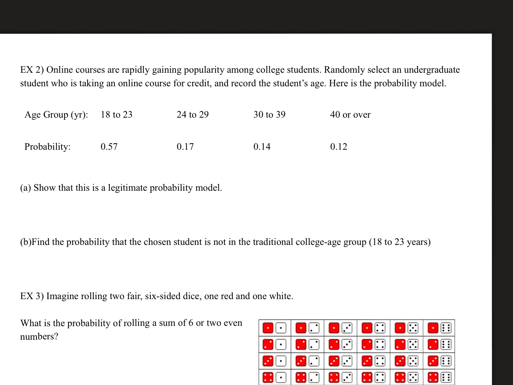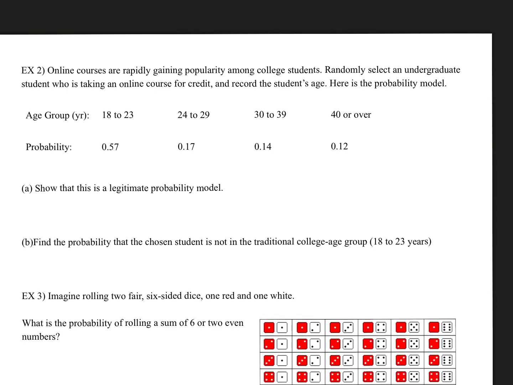Let's look at a couple more examples. Online courses are rapidly gaining popularity among college students. Randomly select an undergraduate student who's taking an online course for credit and record the student's age. Here's the probability model. We have 4 different age groups, 18 to 23, 24 to 29, 30 to 39, and 40 or over. And then we have the probability that someone will fall within that age group: 0.57, 0.17, 0.14, and 0.12.